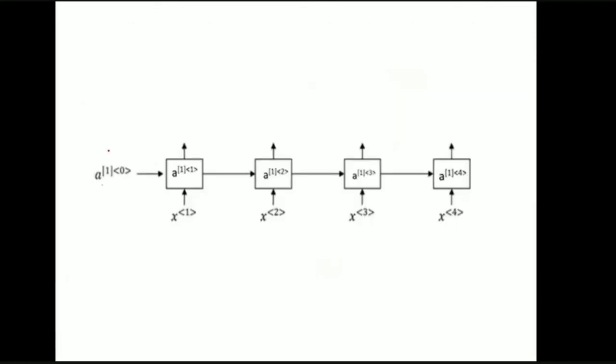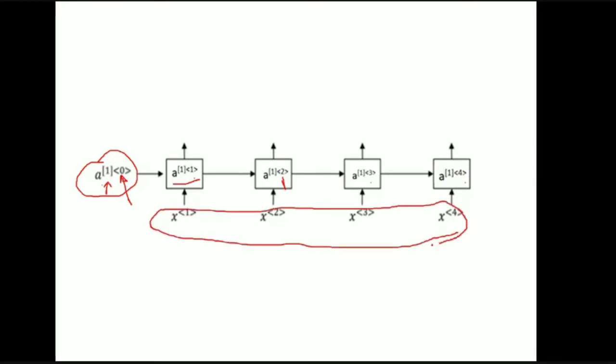Now if you see, this is A10, that is, activation at layer 1 at time 0. Now this will be A11, that is, activation at layer 1 at time 1. Next at time T2, at time T3, T4 and so on. So for 4 time steps we have taken this example. Hope you understand the representation: A power 1 in square brackets represents the layer, and in the angular bracket, it represents the time step.